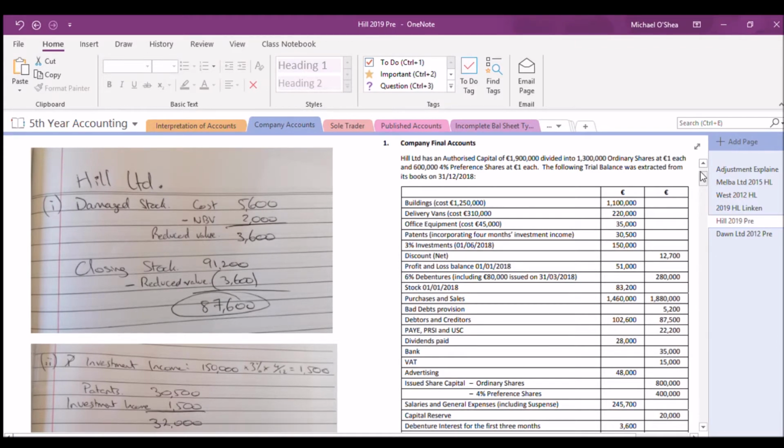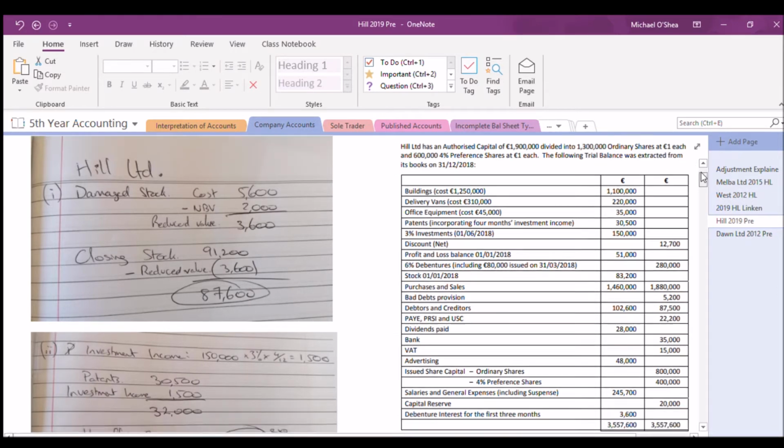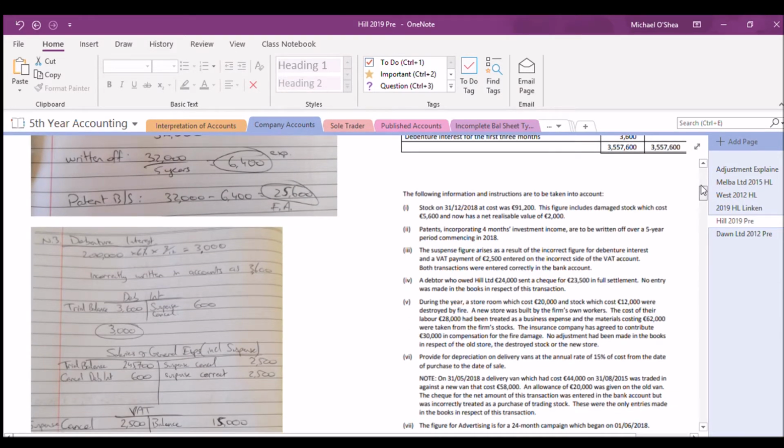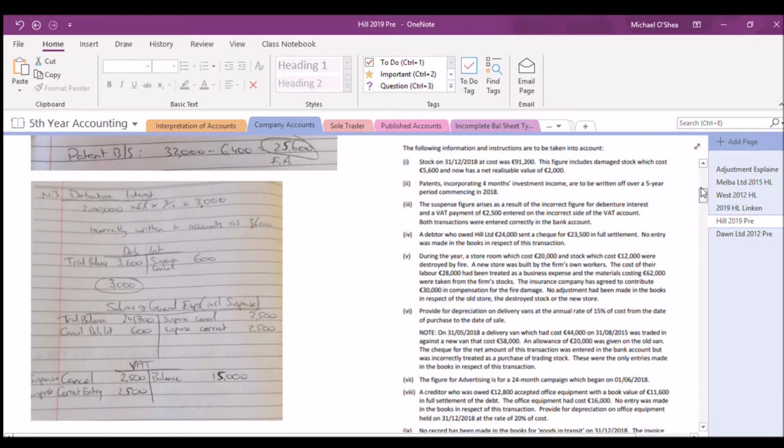This is the 2019 company pre-question, Hill Limited. We've gone through quite a few of these questions so far, so I'm actually only going to focus on some of the newer adjustments. We've seen damaged stock and we've seen patents with investment income in every question.